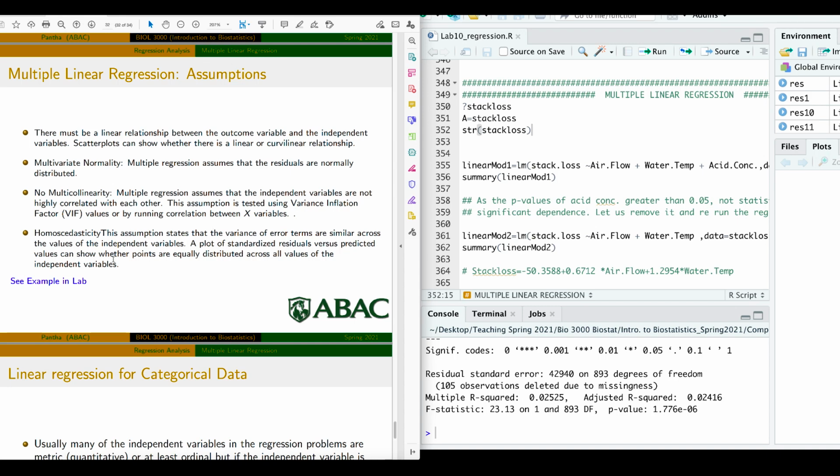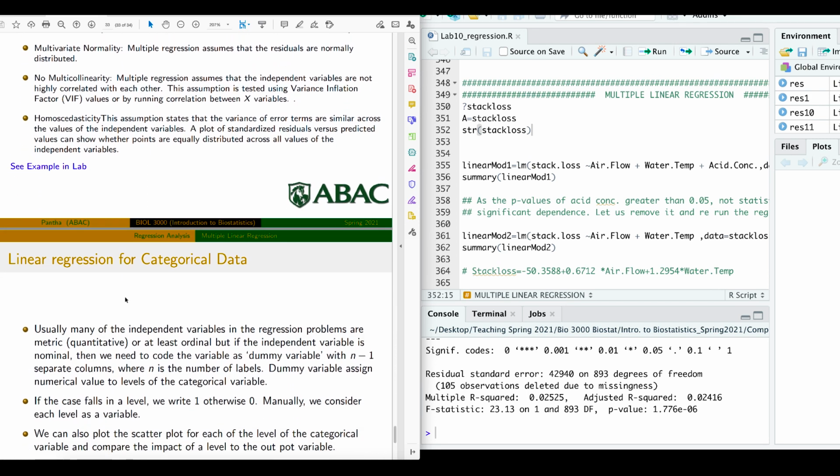So you can test the correlation between any two variables, or you can find the variance inflation factor. And another assumption is homoscedasticity. This assumption states that the variance of the error terms is similar across the values of the independent variables. A plot of standardized residuals versus predicted values can show whether points are equally distributed across all values of the independent variable or not. So we'll discuss that in the lab.